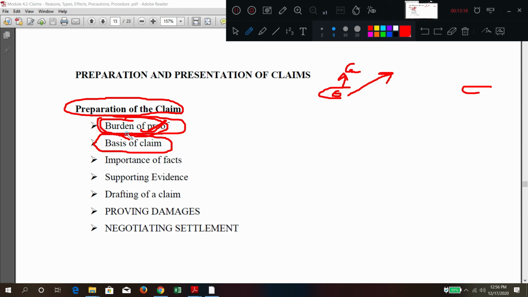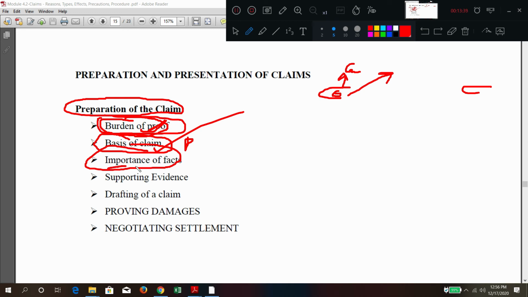Basis of claim means what? Under which clause of the contract, general conditions or special conditions. So under which case, on what basis are you going for the claim? That is what? Point of claim. It is nothing but point of claim. Importance of facts means what? On that day, what was the progress and what were the changes made by them?